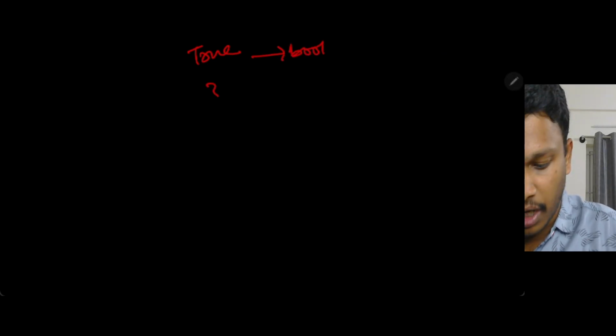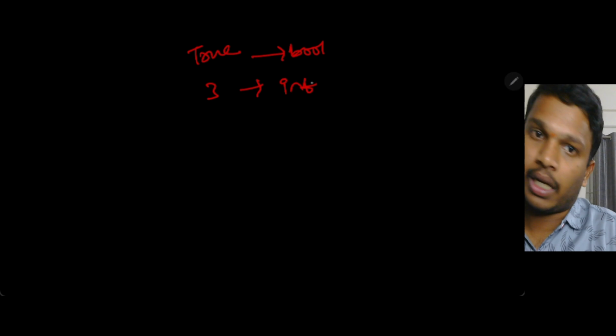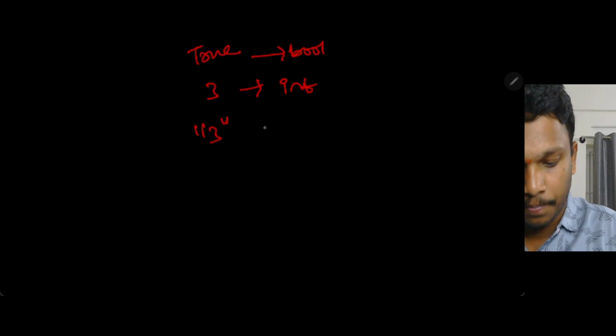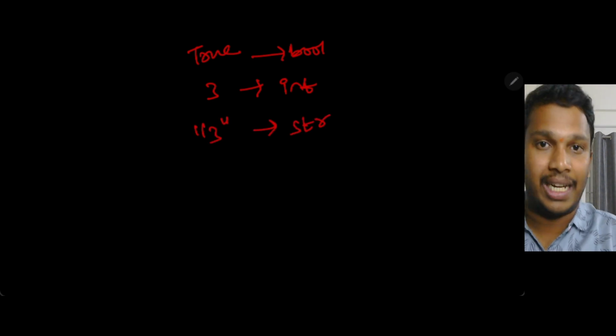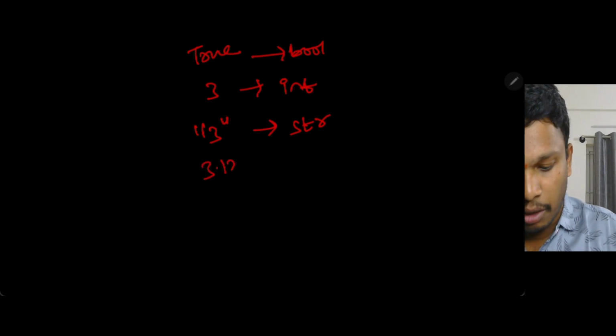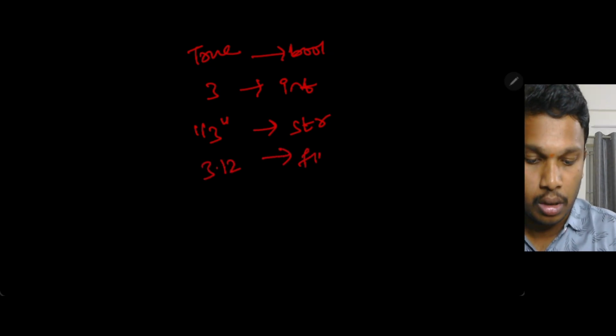Now similarly, true. What is its data type? Boolean, bool, correct. Now 3, just integer, correct. If I keep double quotes around 3, it is nothing but a string, str. 3.12, what is this? Float.